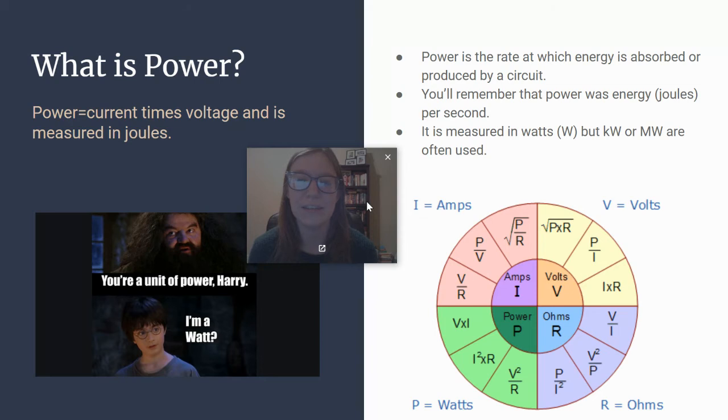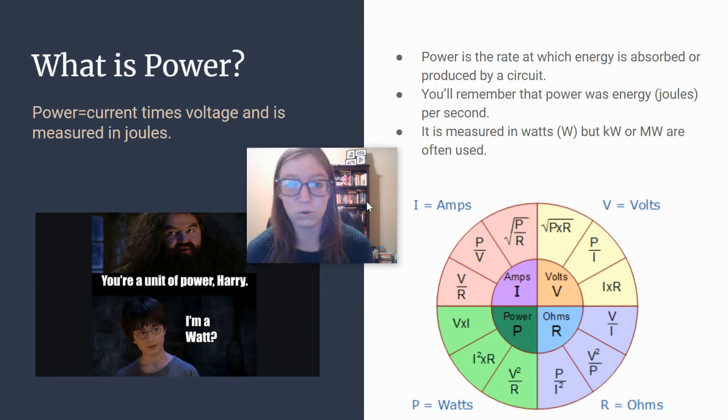Well, now you know what Ohm's law is, and things are starting to make a little bit of sense. But then, what is power in this equation? If you remember from energy, power is the rate at which energy is absorbed or produced. It's a rate, right? So power, when we were looking at our energy equations, was energy per second. How much energy you were using or producing per unit of time. It's always measured in watts, but kilowatts or megawatts are also sometimes used.